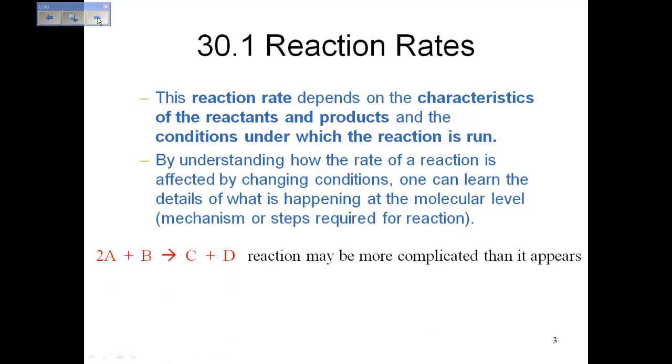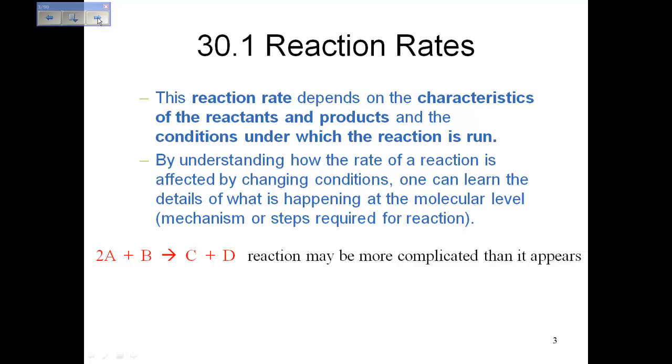When you see a balanced equation, say for instance 2A plus B gives me C plus D, it may be more complicated than what it appears. According to this reaction, it looks like I take two A molecules, they collide with a B molecule, and I form my products. But anytime you start getting to be three or more reactants colliding at the same time to form products, the probability of the reaction happening goes down. So when you have more than three reactants, there's probably some mechanism or step reaction going on.